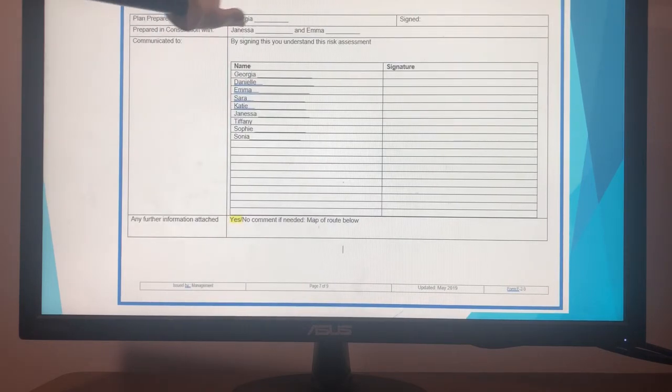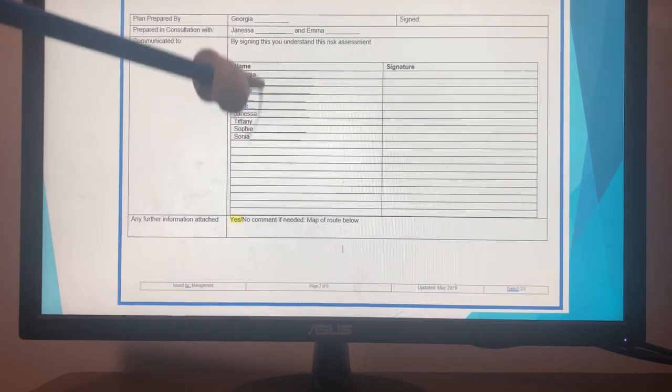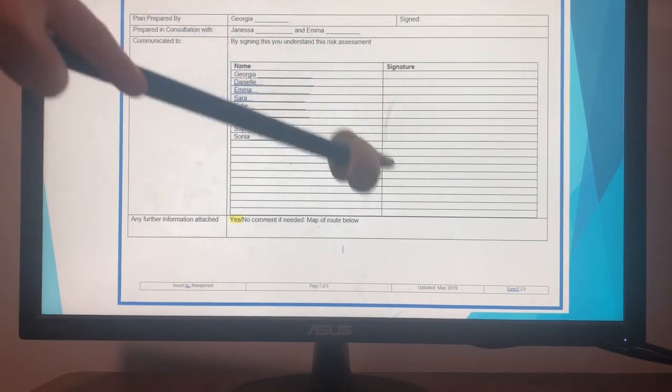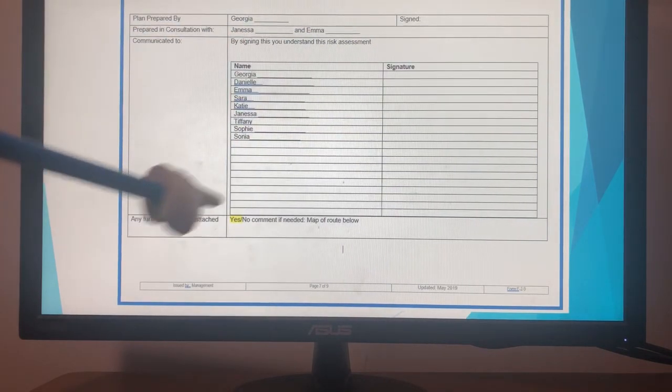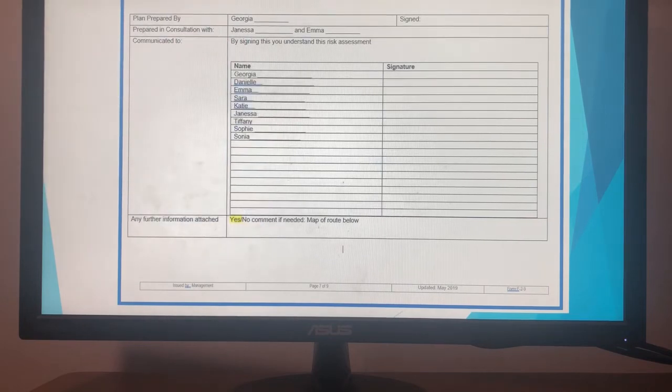Then on the next page, we've got who the plan is prepared by, who it's in consultation with. So normally this would be someone in the leadership team just to be able to guide you and give you advice. Then it's who it's communicated to. So generally on an excursion, it's definitely communicated to all educators, and you would outline that on the back page and get them to sign that they understand that, as well as it's really important that we're communicating that to our family volunteers and getting them to sign there.